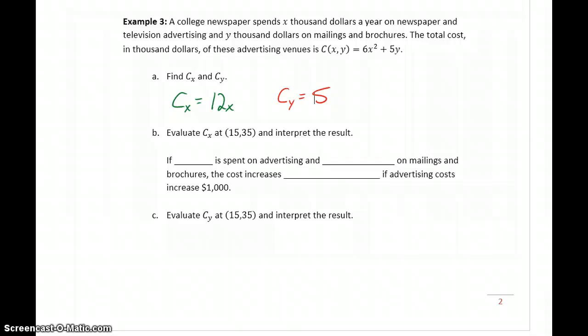So what this means is that if some amount is being spent on advertising, that's our x coordinate, and in this case those amounts are in thousands of dollars, so 15 really means 15,000. So if $15,000 is spent on advertising and $35,000 is being spent on mailings and brochures, then our cost is going to increase by the 180, but again in thousands that makes this 180,000. By $180,000 if advertising costs are increased by 1, which again in thousands means increase by 1,000.